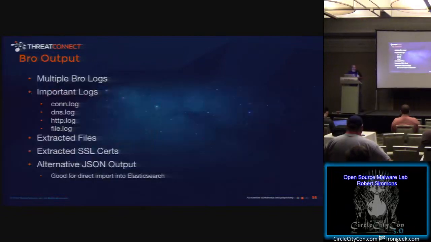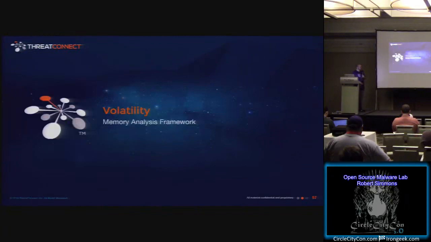With Bro's output, you get a variety of Bro logs. Some of the important ones are conn, DNS, HTTP, and files. You will get extracted files that you're going to want to send to Cuckoo. It also carves out SSL certs. And importantly, you can change a setting in local.bro, and then you can have Bro emit JSON instead of the typical tabular Bro output, and so you can take that well-formed JSON and shove it directly into Elasticsearch or other document stores.